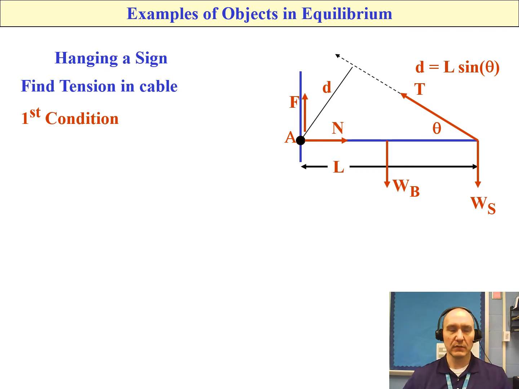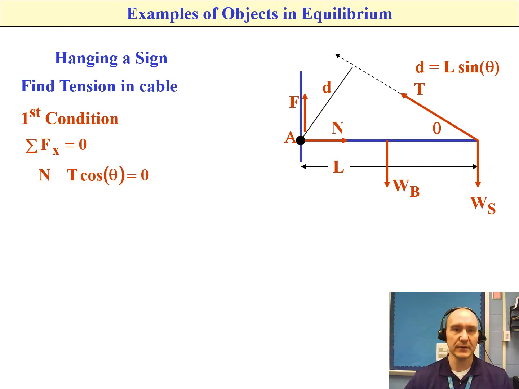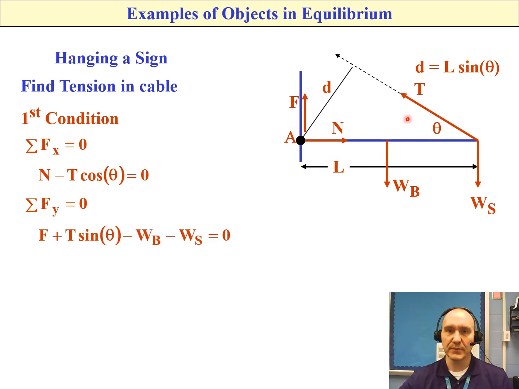All right, so let's work through those two equations I just mentioned with the first condition of equilibrium. So that means the normal force minus the cosine component of tension is going to be equal to 0. For the y direction, the force upward and the sine component of tension is going to be equal to the force of gravity of both the board and the sign.